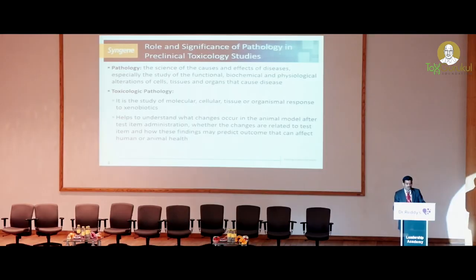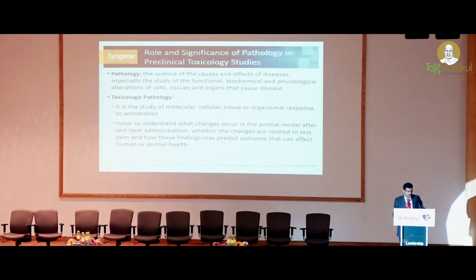Toxicology pathology is the discipline which integrates both toxicology and pathology, and it is performed in experimental settings. It is the study of molecular, cellular, and tissue or organismal response to toxicant exposure. It helps to understand what changes occur in the animal model after exposure to a test article or toxicant, whether the findings are test article related or not, whether the observed findings are adverse or adaptive, whether the findings are reversible or not, and what the outcome of these findings is to predict human or animal health.